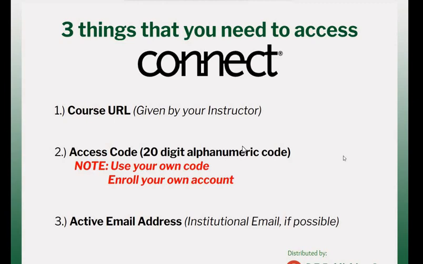The important reminder for this one is that you have to use your own code and enroll your own account. It's not that we don't want you helping others, but let's avoid lending codes or having classmates register for us, because you may encounter troubleshooting or other problems when you are not the one who redeemed your code or created your account. So you have to enroll your own account and use your own code. And then next is your active email address, preferably an institutional email address.